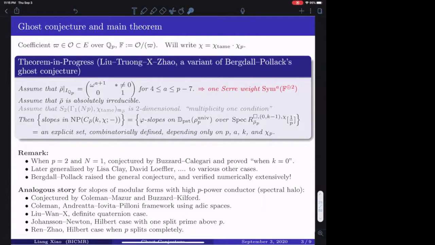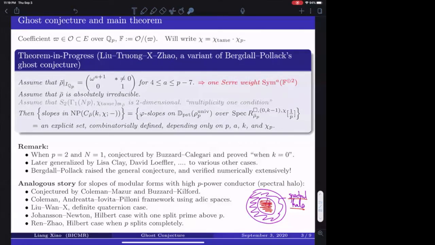And for the people who know, there's a weight disk here, and there's a radius of 1/2. I'm just saying spectral halo concerns somehow the boundary of this weight disk, and the ghost concerns the center. And in fact, the ghost will actually dictate what's happening on the boundary as well. That's what we'll explain a little bit.